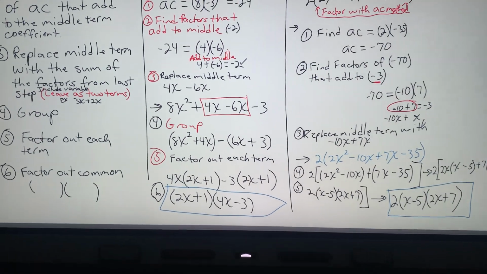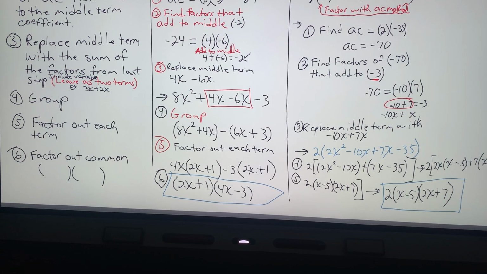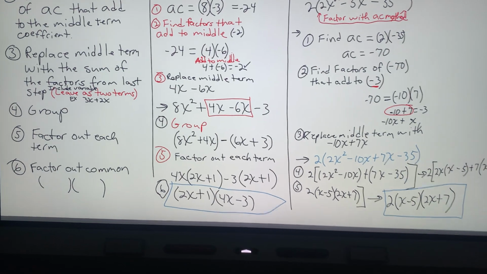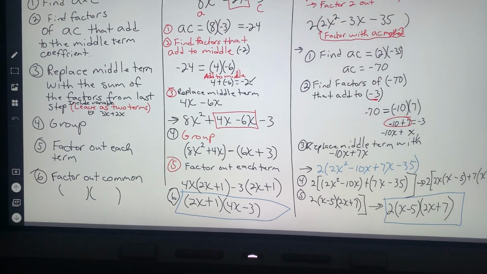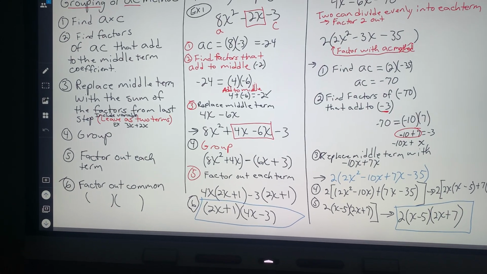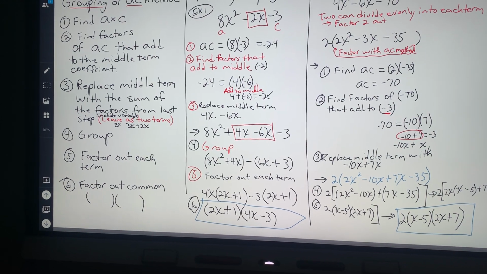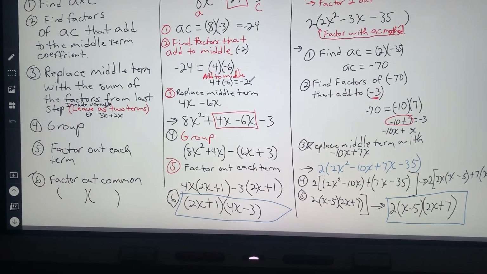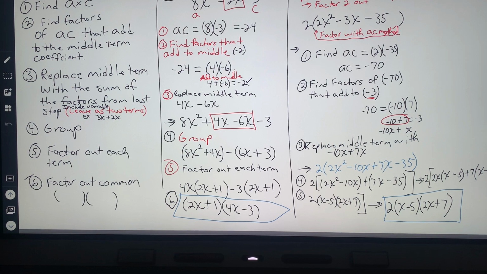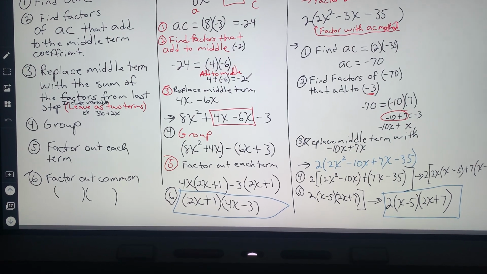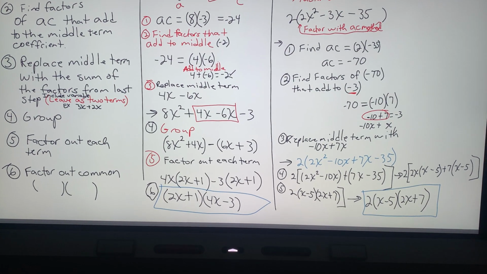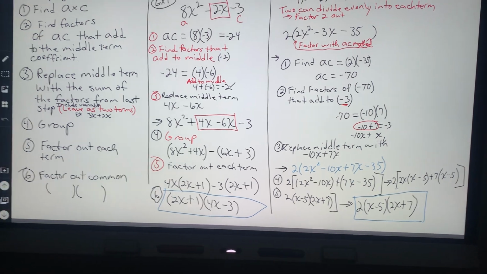And then from there we go on, we group. We group the first 2 terms together, and we group the last 2 terms together, and then factor out each one of those terms. And then we can use that rule where we have the same term, which is the 2x plus 1. We can factor that out as one parentheses, and then whatever is on the outside of each one of them, we put that in the second set of parentheses. So the 4x and the -3 will go in there.